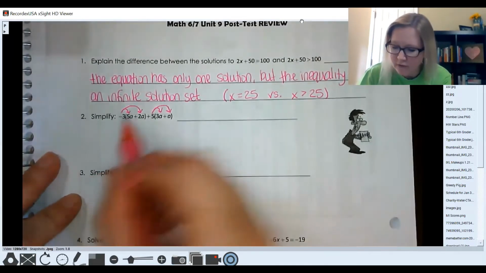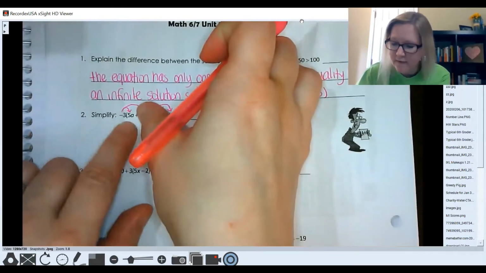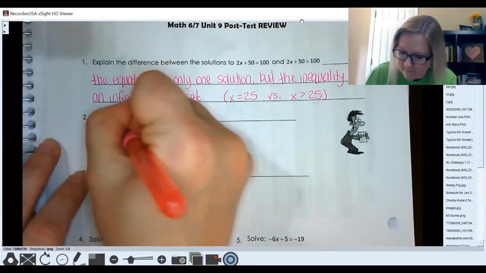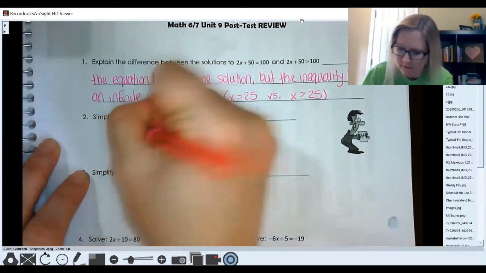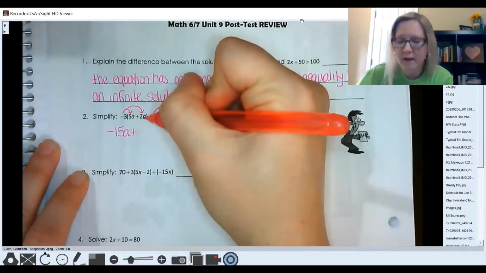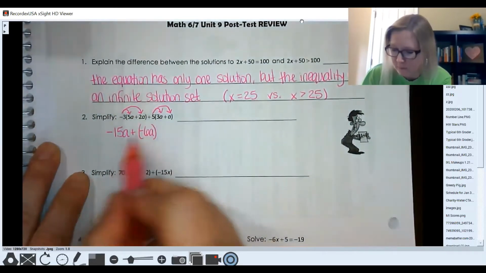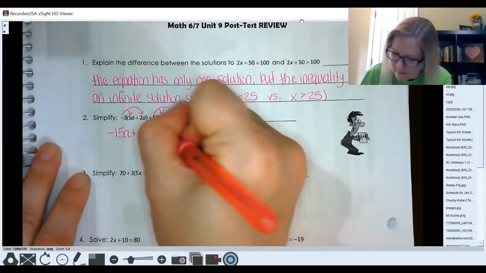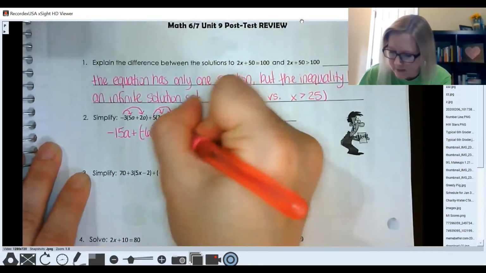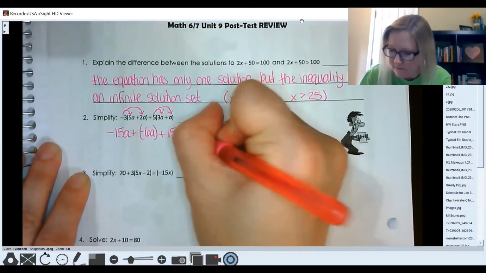If I apply my distributive property, -3 times 5a is -15a. Keep the plus sign. -3 times 2a is -6a. I'm going to put that in parentheses so I can distinguish between the symbols. All right, then keep my plus sign. Then 5 times 3 is 15a, and 5 times a is 5a.